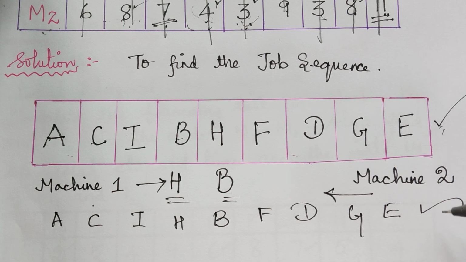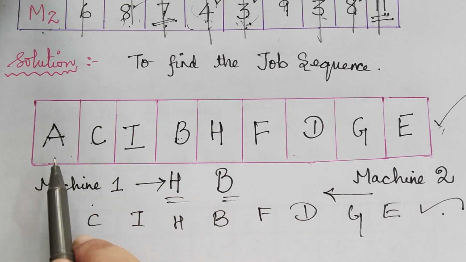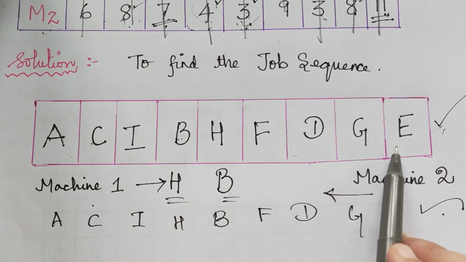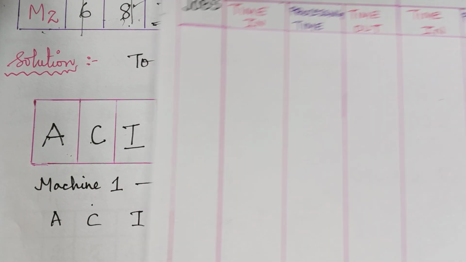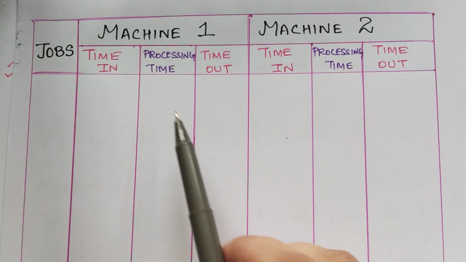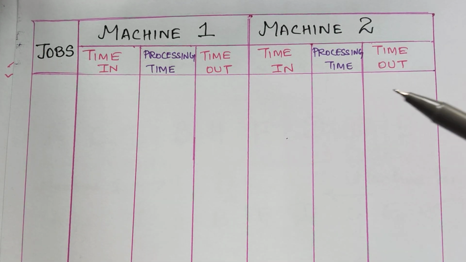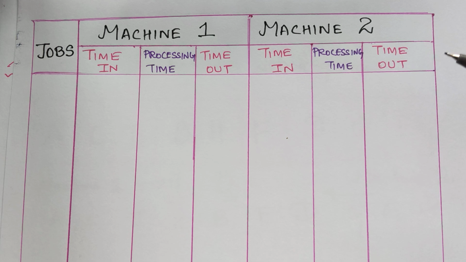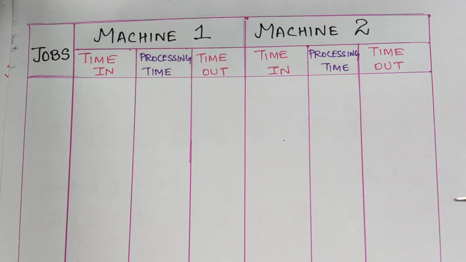So you have two job sequences for this, which will definitely give you the same answer. I am going to proceed with the problem using this sequence. I have drawn the required tabular column over here, which I explained in our previous video lectures. So kindly go through it first and then look into this problem.